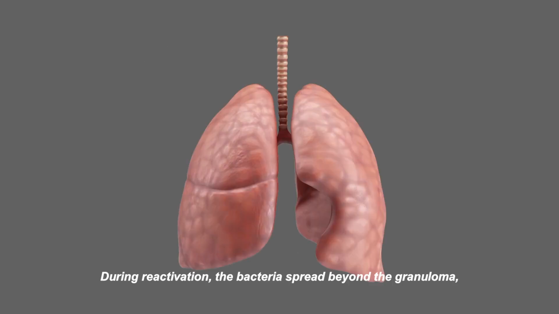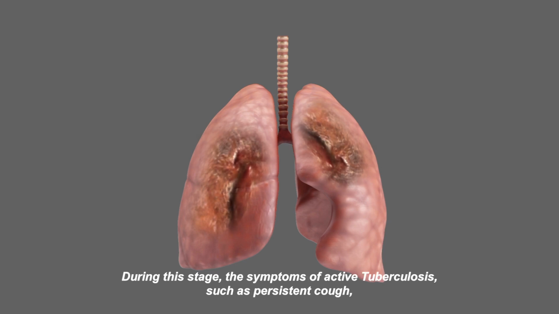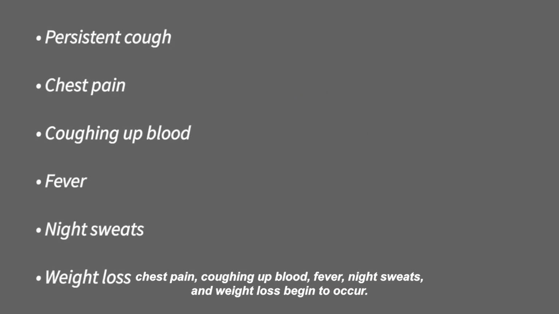During reactivation, the bacteria spread beyond the granuloma, causing extensive tissue damage and inflammation of the lungs. During this stage, the symptoms of active tuberculosis such as persistent cough, chest pain, coughing up blood, fever, night sweats, and weight loss begin to occur.